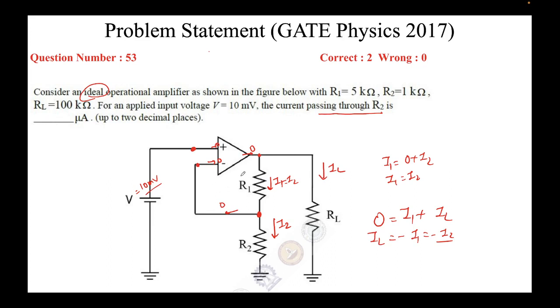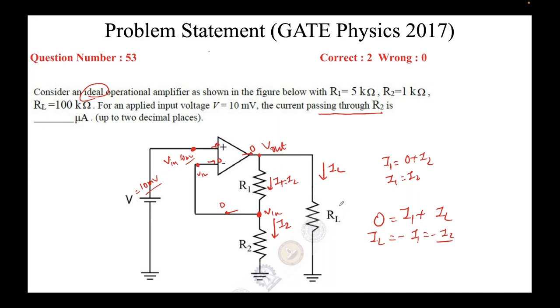So now we need to try and find the value of this V out. If we find the value of V out, we'll simply solve the problem. Now how do we find the value of V out? Right, so this is V, so this is 10 millivolts. I'm writing it as V in. This is also V in because of the virtual short, so this will also be V in. Simple, right?